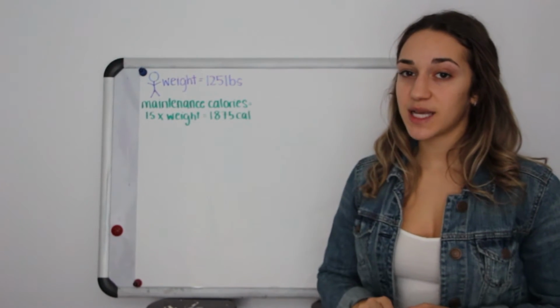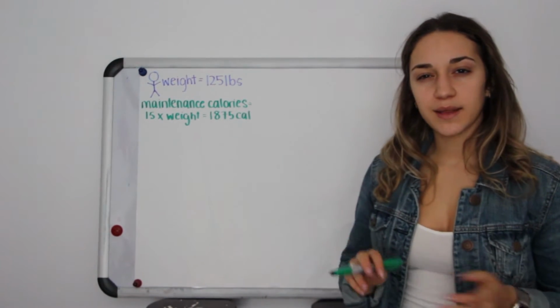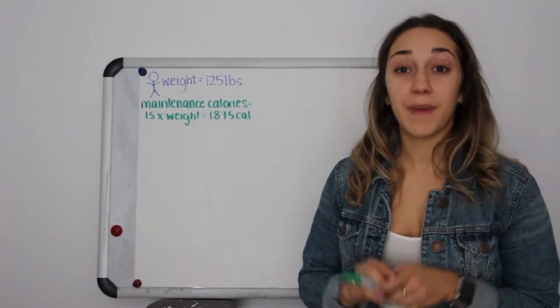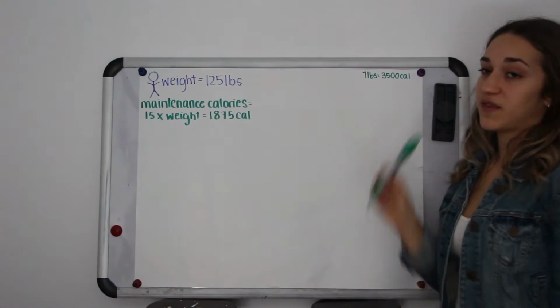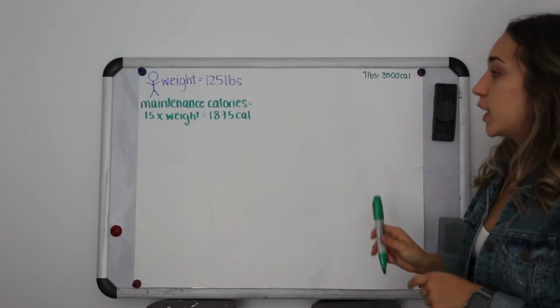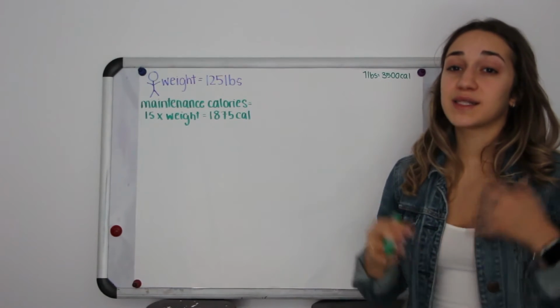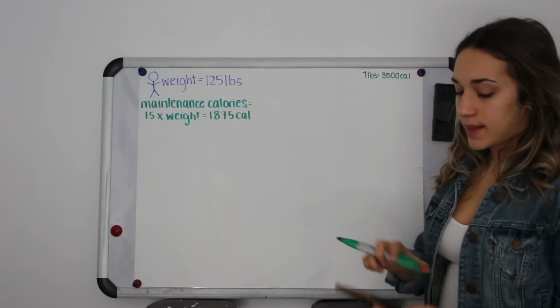Now, to create a deficit, we want to lose about 1 pound a week. That's a good amount of weight to have a sustainable weight loss and to also maintain that weight loss. 1 pound is 3,500 calories. Therefore, we're going to do minus 500 calories a day, and that will give us our 1 pound a week. Obviously, you're not necessarily losing 1 pound a week. It also varies, but we're going to do that.